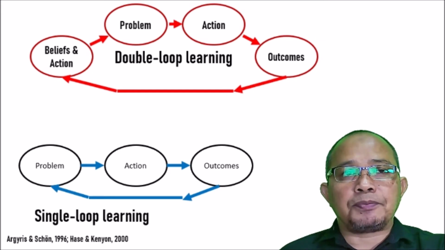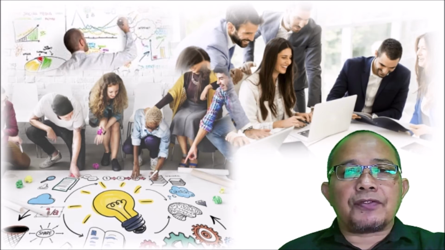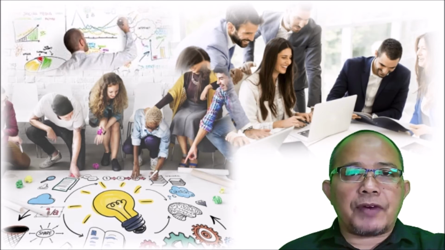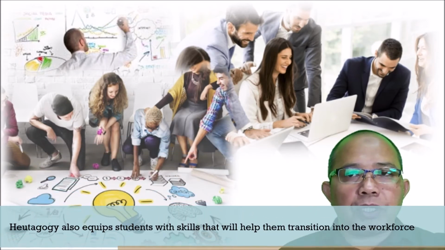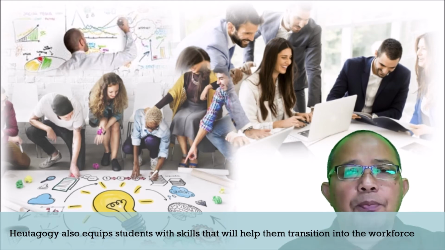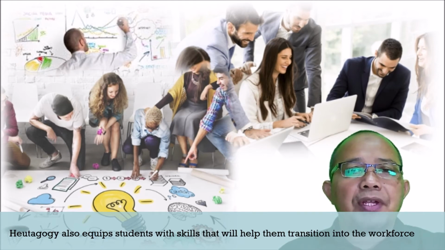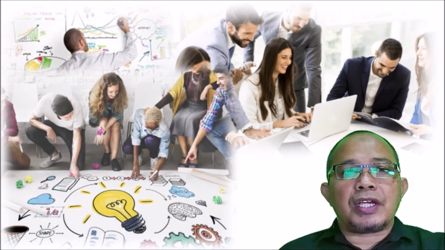Double-loop learning occurs when learners question and test one's personal values and assumptions as being central to enhancing learning how to learn. With its emphasis on providing a learner-centered environment that supports students in defining their own learning paths, heutagogy also equips students with skills that will help them transition into the workforce. Employers need employees to have a wide range of cognitive and metacognitive skills like innovativeness, creativity, self-directedness, and an understanding of how they learn, all foundations of the heutagogical approach.